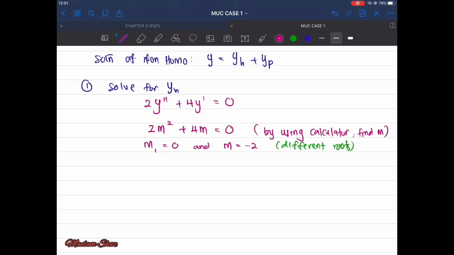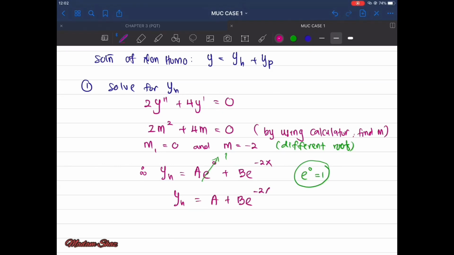So how to write your solution based on the different roots? yh is equal to A e to the power 0 plus B e to the power negative 2x. So always remember to simplify. Exponent 0 is equal to 1. So yh is equal to A plus B e to the power negative 2x. Okay, so this is the solution for our homogeneous equation.